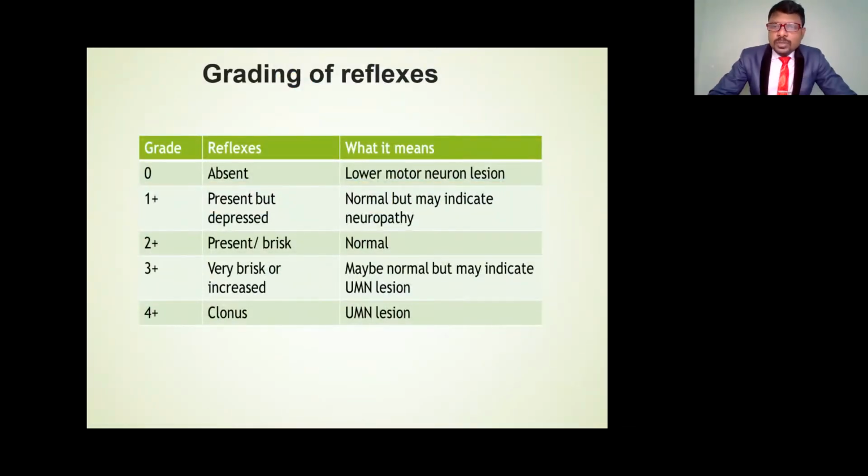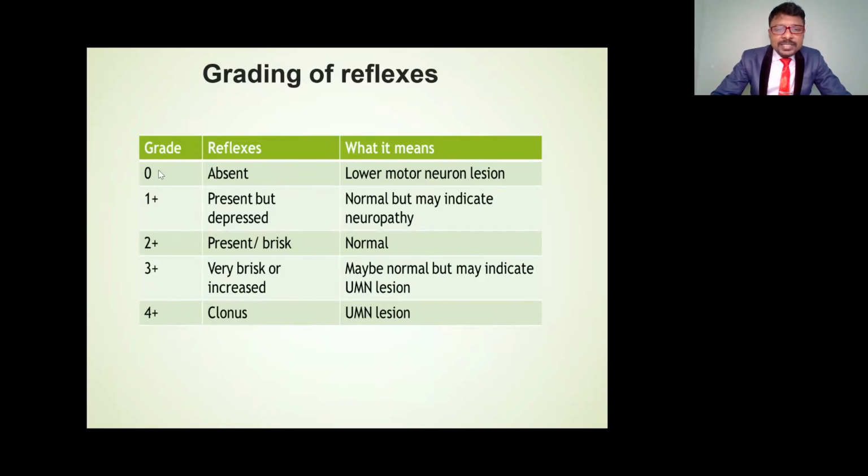Okay, so how to grade the reflexes? When can we say it is a normal response or an abnormal response? After checking the reflexes, the reflexes are going to be either absent, or hyporeflexia, or hyperreflexia, or brisk, or clonus. So what is this grading?